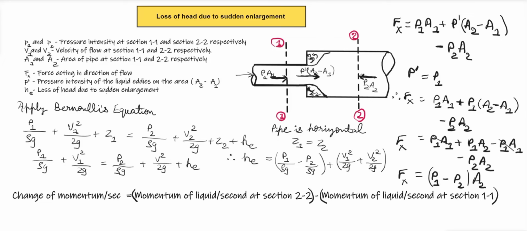Now we'll consider the momentum. Change of momentum per second is equal to momentum of the liquid per second at the section 2 minus momentum of the liquid at section 1.